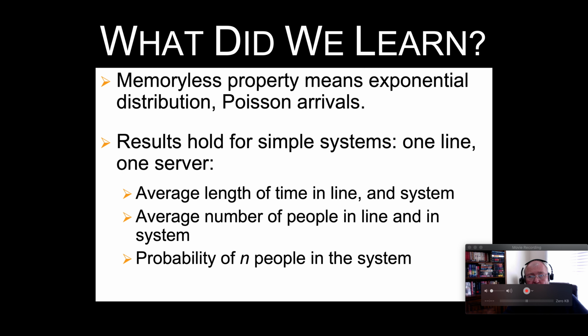So all in all, here's what you should have learned. The memoryless property means that you've got an exponential distribution, exponential arrivals. You have Poisson arrivals, exponential service. So the results hold for simple systems, just one line, one server. Once you get past one line, once you get past one server, then things become dramatically more complicated on the math side of things. But in terms of getting some basic insight into queuing theory and the study of lines, what we've done here will give you some of that basic insight.